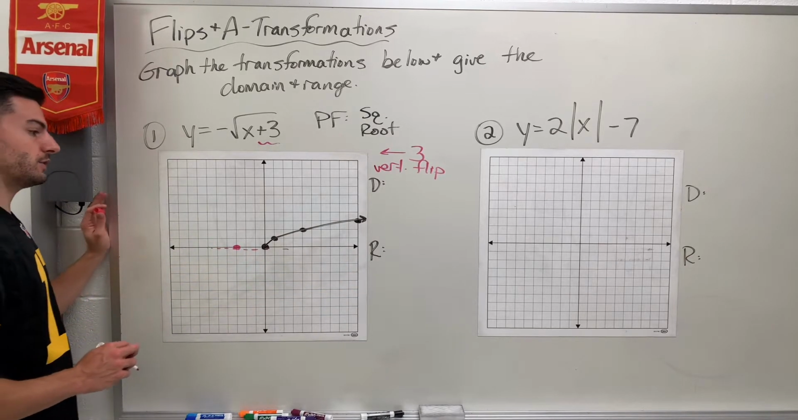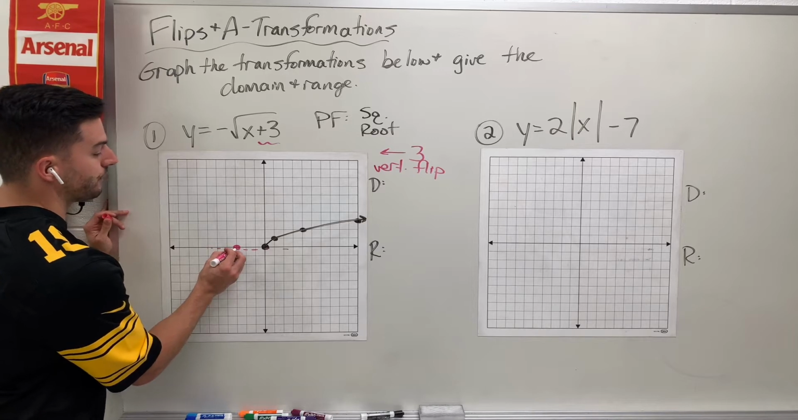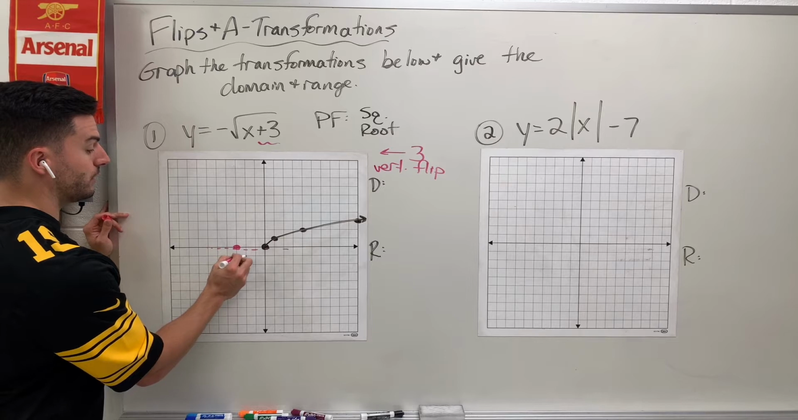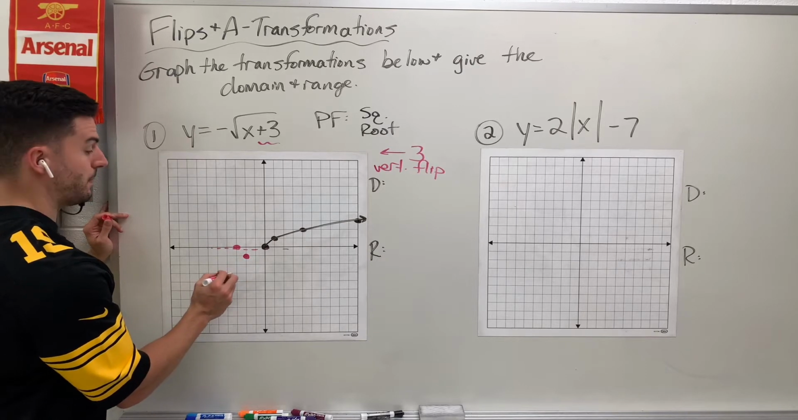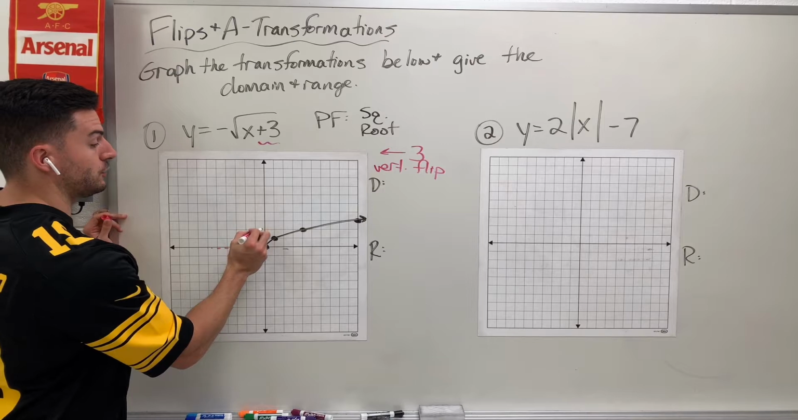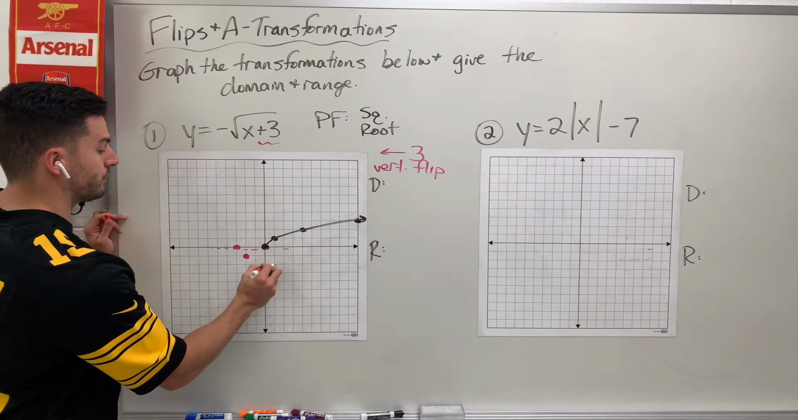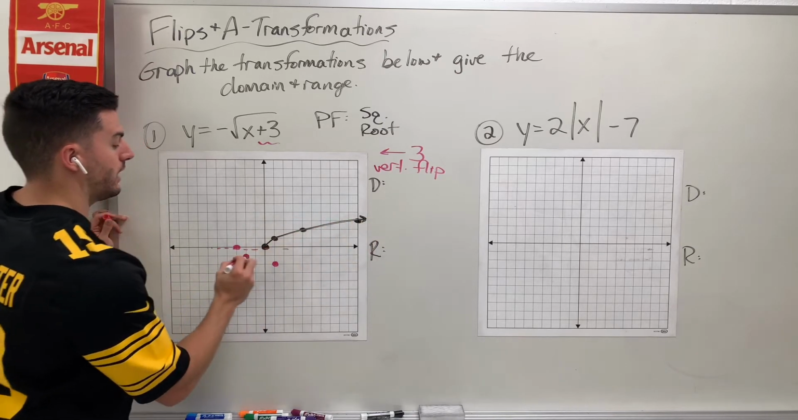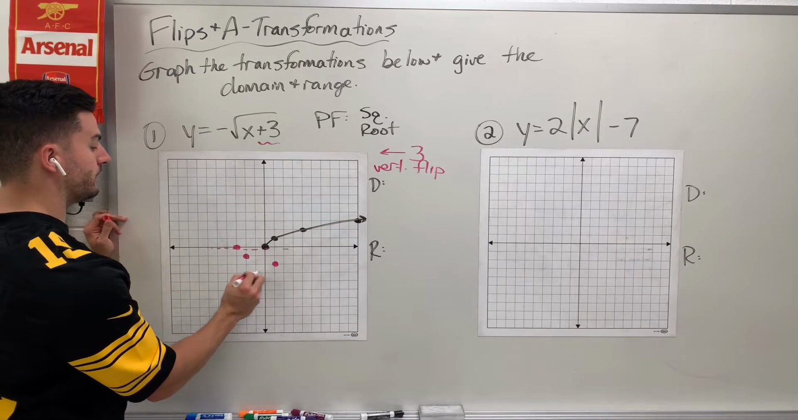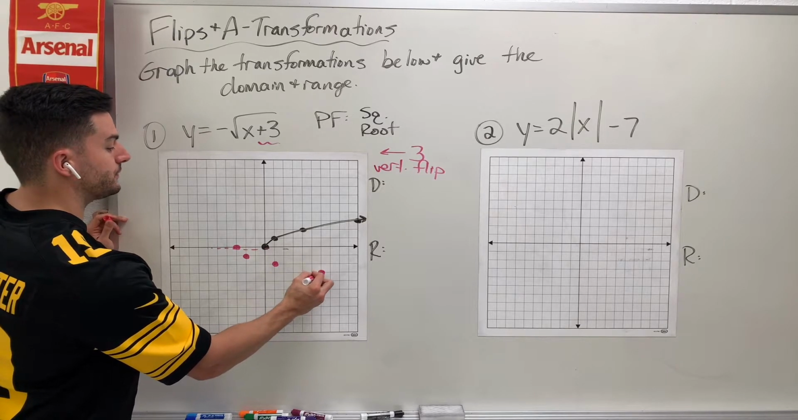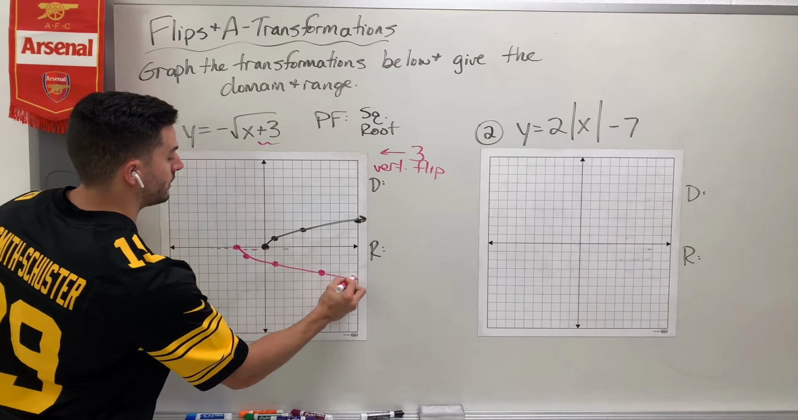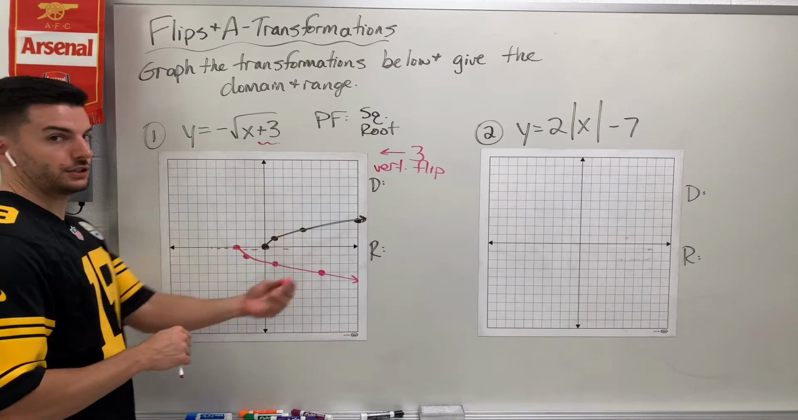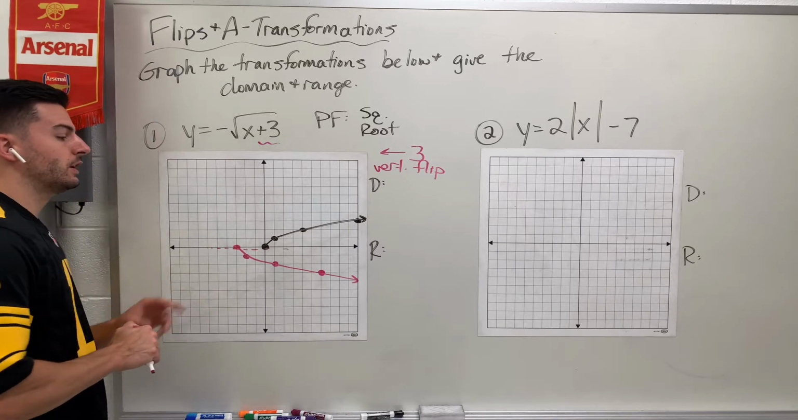How that's going to look is, instead of going up 1 and right 1 from the vertex point, I'm going to go down 1 and right 1 and make a point there. Instead of going up 2 and right 4, I'm going to go down 2 and right 4 from the vertex point. And the last one, instead of going up 3 and right 9, I'm going to go down 3 and right 9. 3, 6, 9 right there. So that is the vertically flipped version of this, shifted left 3. That's that one.